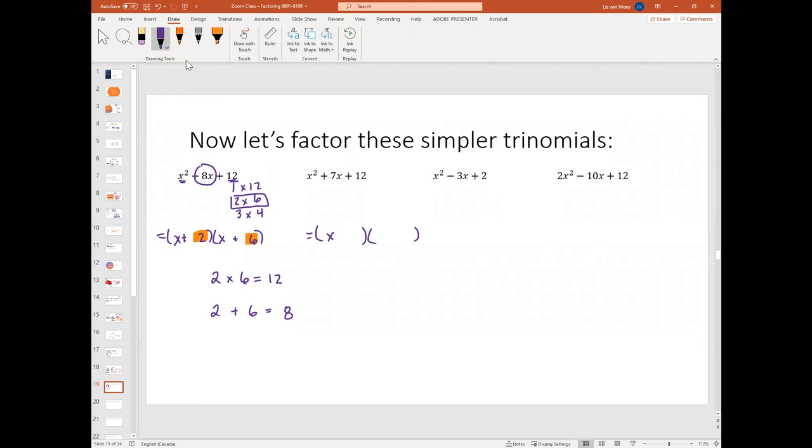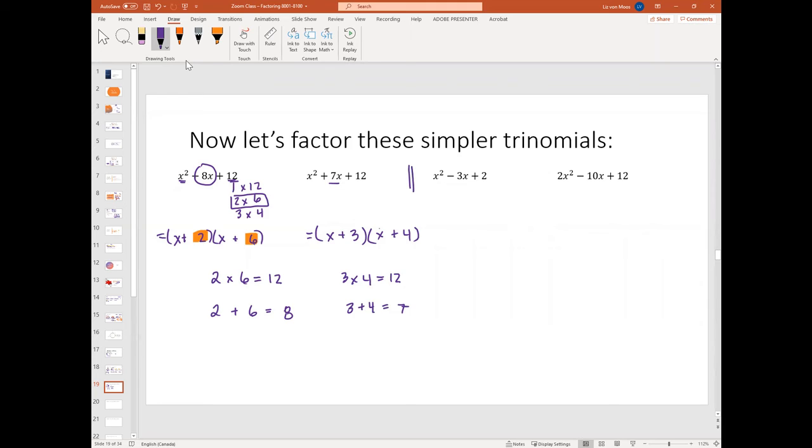So here, 12 again, I've still got the same options. So it could be 1 times 12, 2 times 6, or 3 times 4. But this time I need them to add to give 7x. So 3 times 4. 3 and 4. 3 times 4 gives us the third term, and 3 plus 4 gives us the coefficient of the middle term. So those were all positive examples.